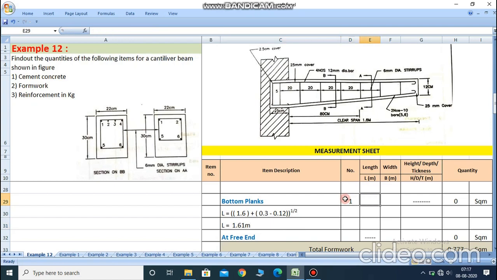So right here single 1, then after 1.61 we already calculated in length, and width we already got from the cross section part. From the cross section part, width is 22 centimeter. So right here 22 means 0.22 meter. So here multiplication of 1 multiplied by 1.61 multiplied by 0.22, we got the answer 0.3542 square meter.